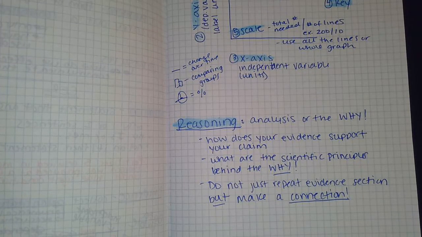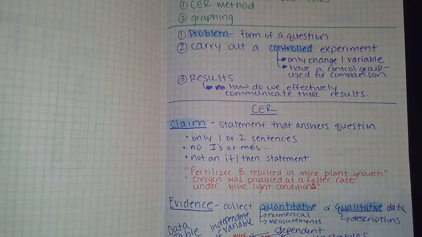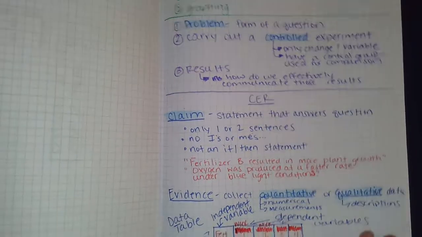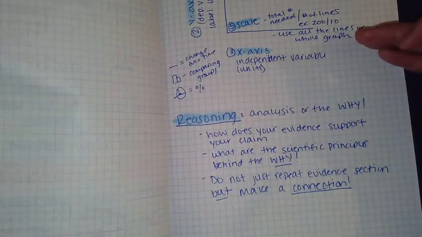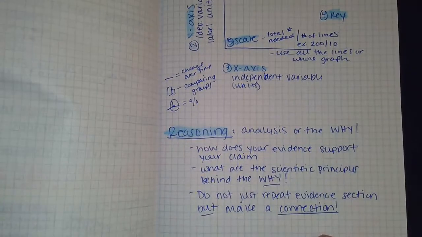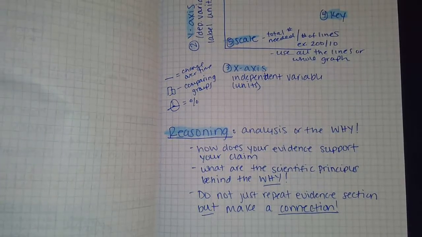So again, this is just a quick overview of the CER method. We have our claim, which is our statement that answers a question. We have our evidence, which we have put into a chart, a table, and then created a graph. And then, of course, we have our reasoning section, which is the analysis or the why. Okay, we will do more with this as time goes on.